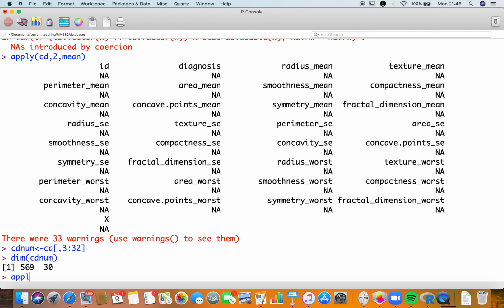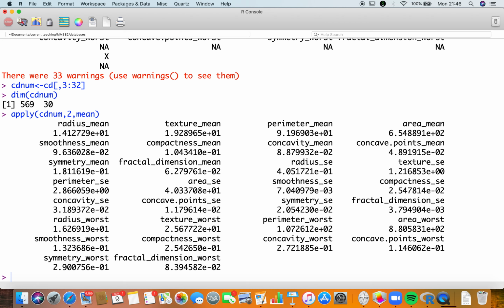If I now apply the apply function to CD num, okay, this reproduces what you have in the summary function. And you may not want to do this, that's fine. But I just want to point out the fact that you can actually use the apply function for the mean and for the median as well if you want to.